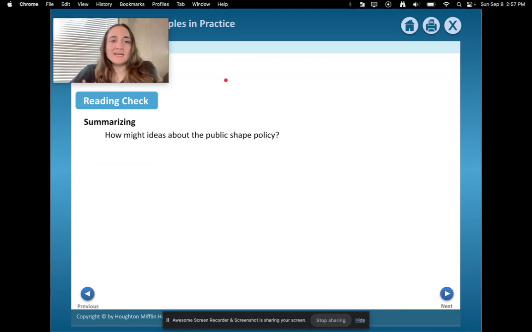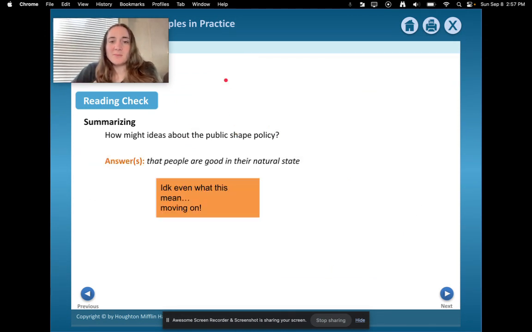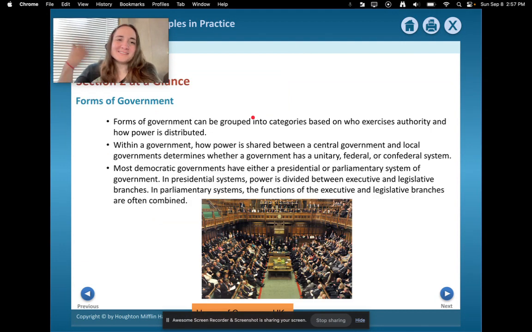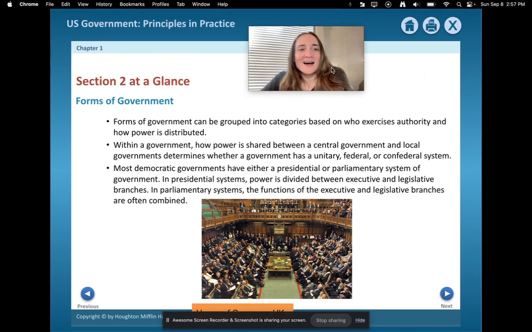All right. So, how might ideas about the political shape policy that people are good in their natural state? I don't even know what this means. It's just in the slides. So let's move on. It's not on the test. I promise you that.